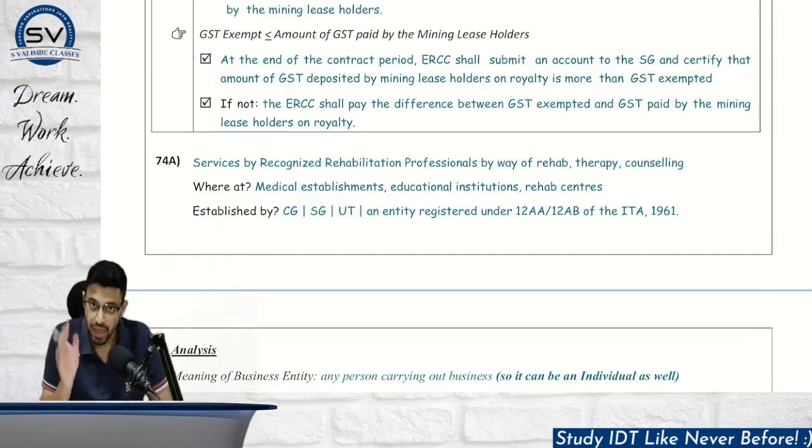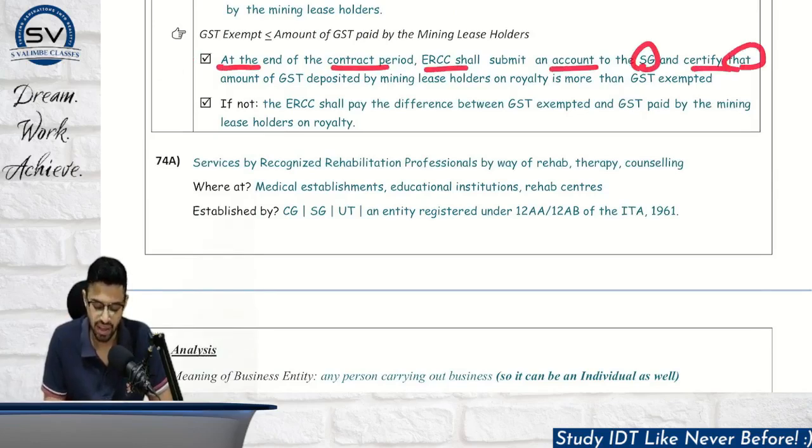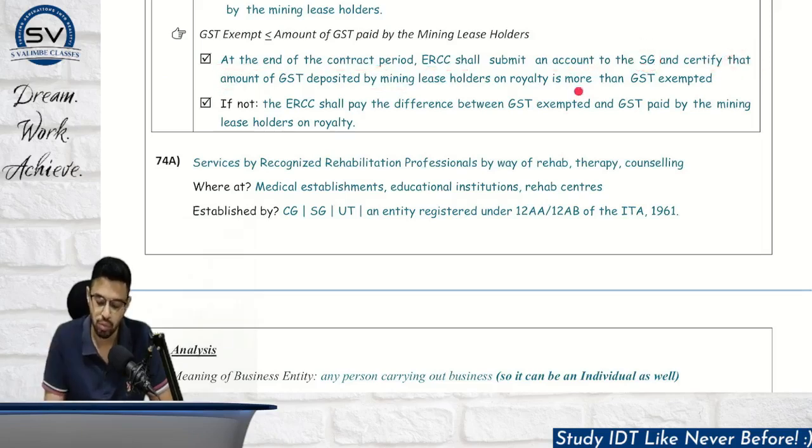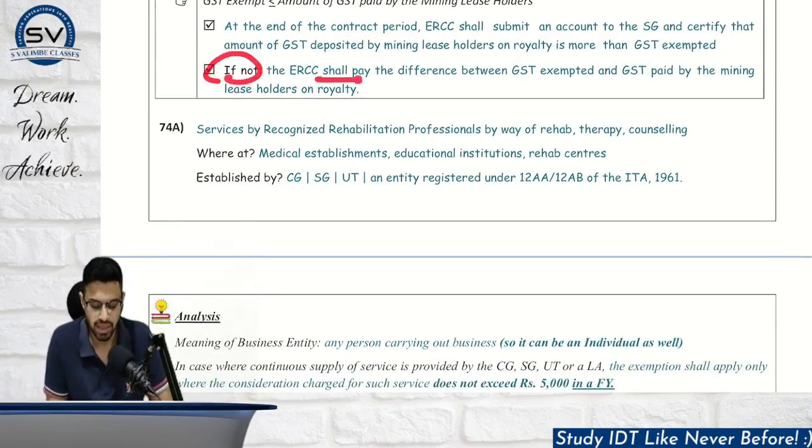Now the ERCC people, they have to certify this requirement. See, at the end of the contract period, ERCC shall submit an account to the state government and certify that amount of GST deposited by them is more than the GST exempted, because if it is less, then the balance will be taxable. If not, ERCC will pay the difference between GST exempt and GST paid by the mining leaseholder. In our example, we took this GST paid as 12, and let's say this GST exempt portion happens to be 14. So here exemption will be given only till 12. Balance 2 will be paid.